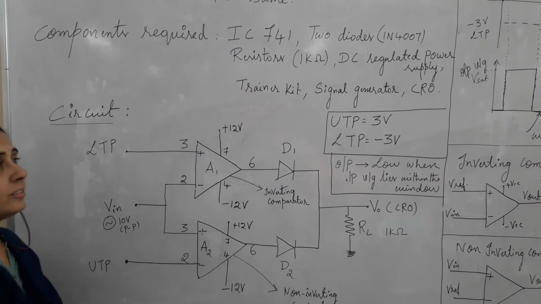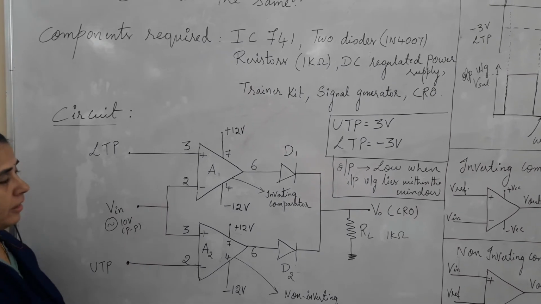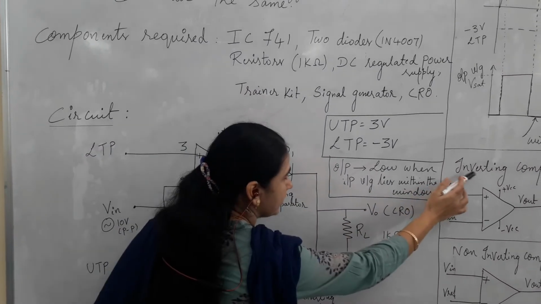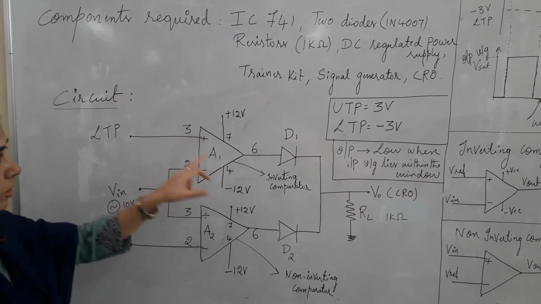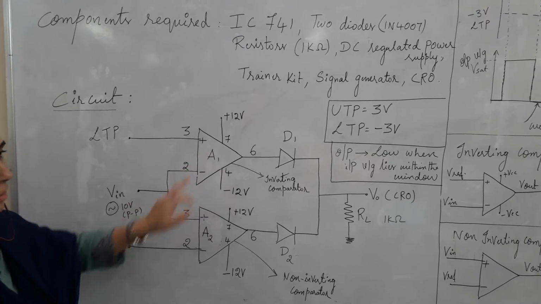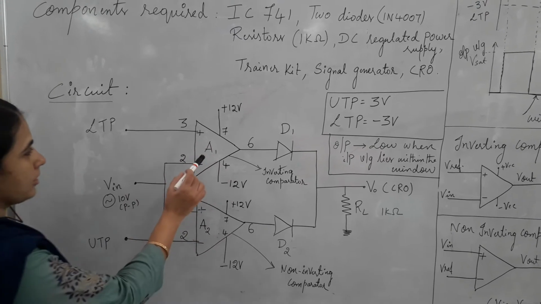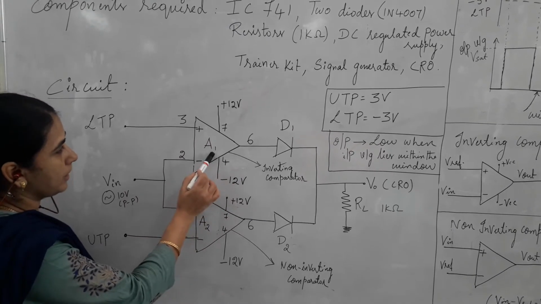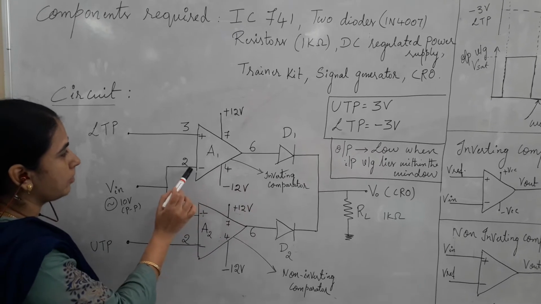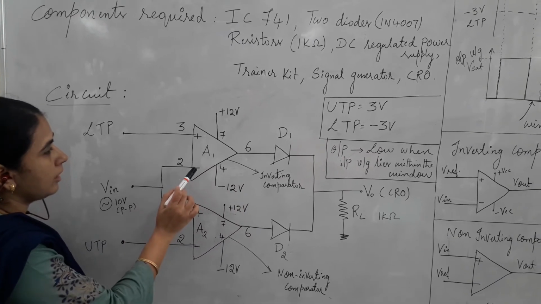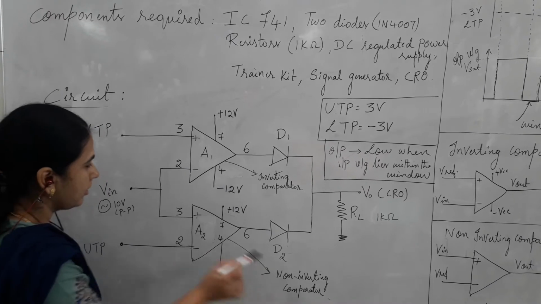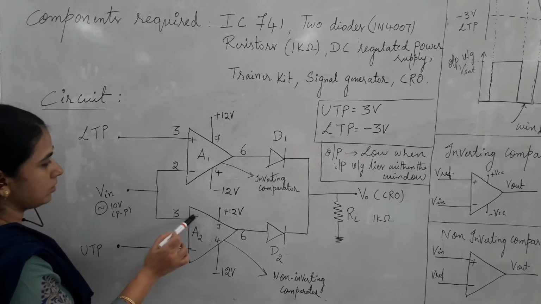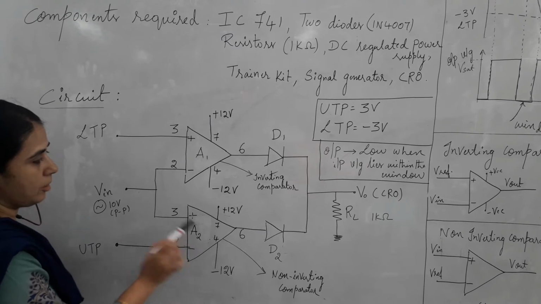Coming to the window comparator. As we already know what exactly is an inverting comparator and a non-inverting comparator, a window comparator is a combination of 2 different types of comparator. You can see the top one is an inverting comparator because input is given to the inverting terminal, and the bottom one is a non-inverting comparator because input is given to the non-inverting terminal of an op-amp.